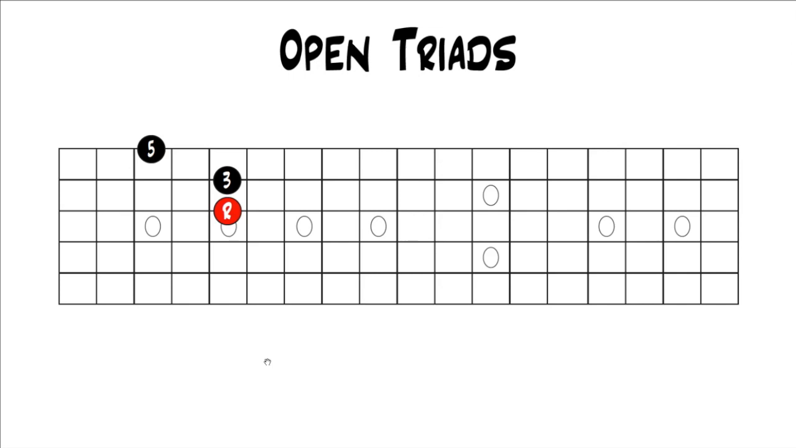But there's another type of triad which is called an open triad. An open triad spans more than one octave. And because it spans more than one octave, you always skip at least one string when you're fretting them. They don't land on 3 adjacent strings like these close triads. And there's multiple options for fingering them.